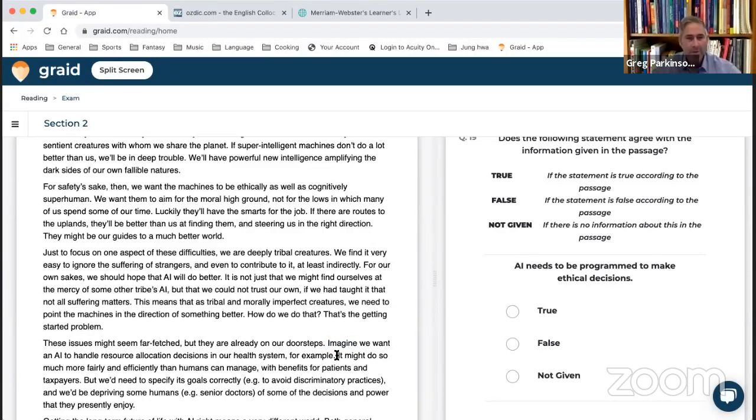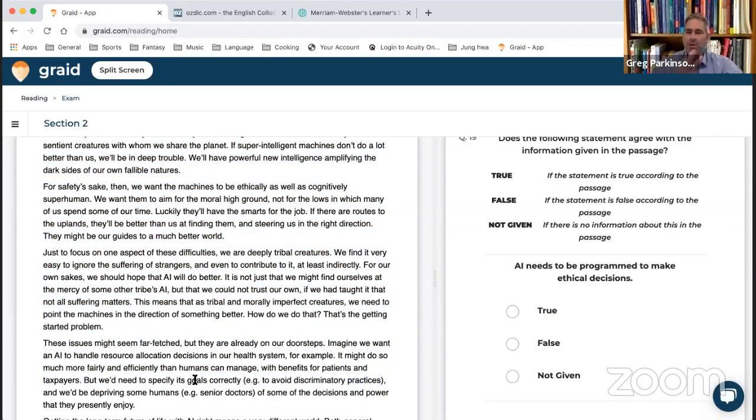So imagine we want an AI to handle resource allocation decisions in our health system, for example. Okay, so we're talking about decisions, right? It might do so much more fairly and efficiently than humans can manage, with benefits for patients and taxpayers. So I'm still not sure that it's telling us it needs to be programmed, so I just have to keep reading until I find the answer. But we'll need to specify its goals correctly, for example, to avoid discriminatory practices, right? So we would need to specify its goals.